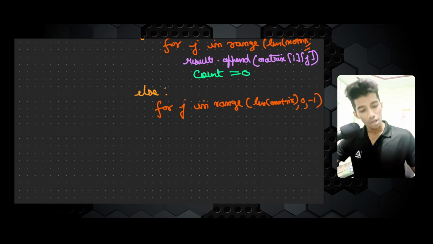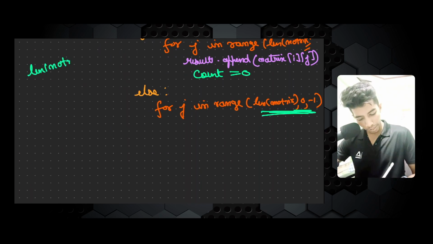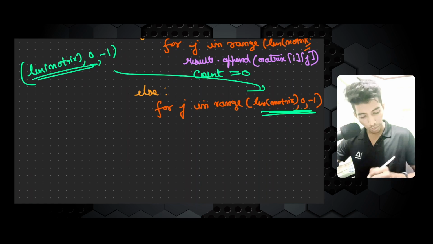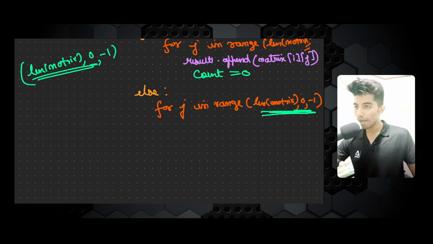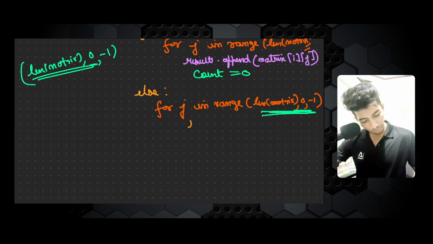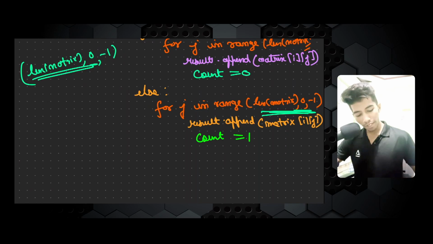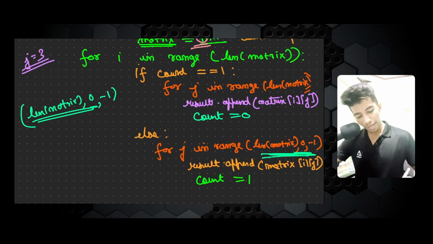Simple. So by this statement, length of matrix, I have to decrement it, so -1. That's what I have just written over here. So by this it will run the loop in the negative direction, and by this I will again append matrix I and j. Okay, and then I will change the count back to 1. So when I get my count back to 1, I have to again increment it.